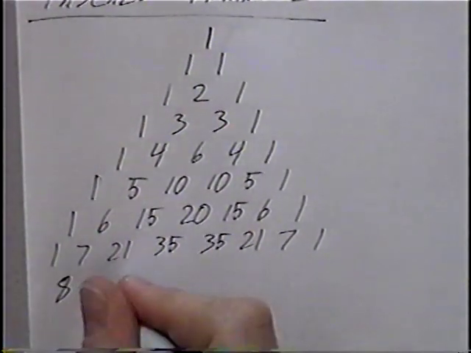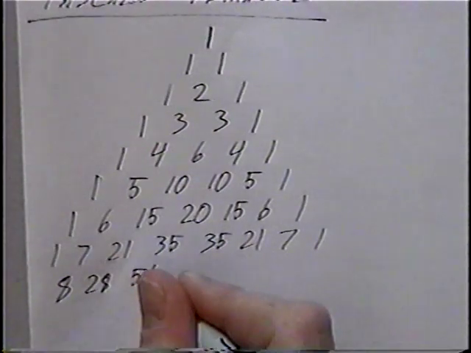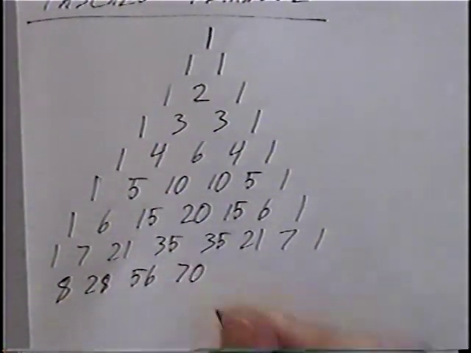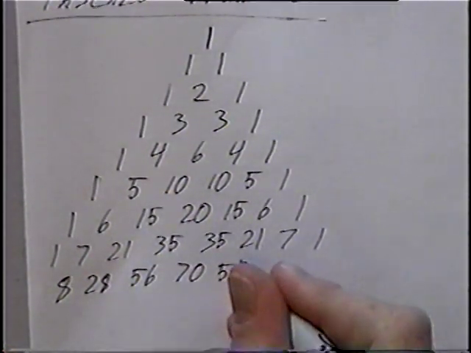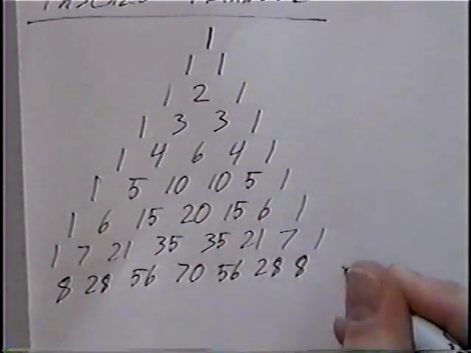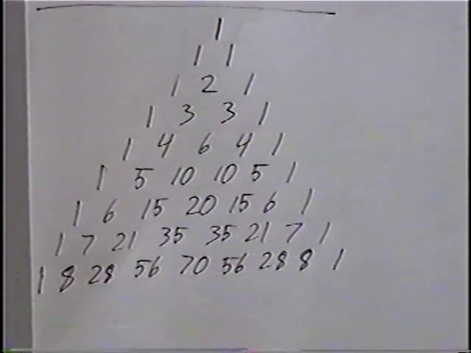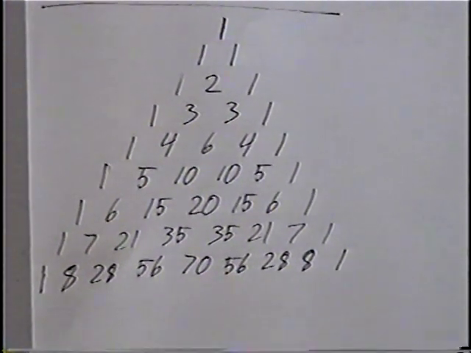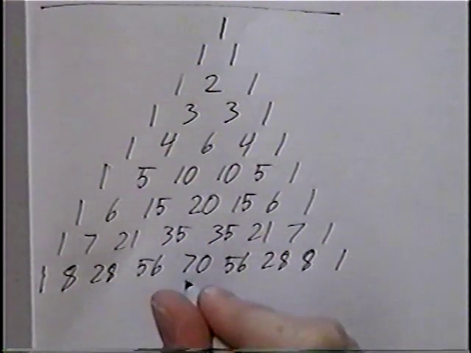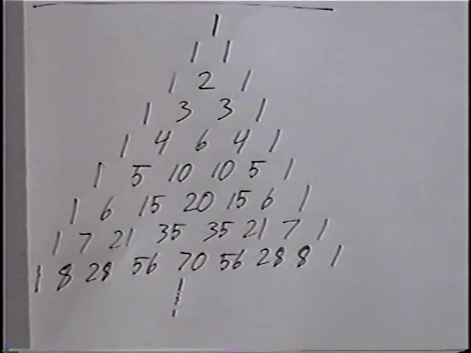That would be 8, 28, 56, 70, 56, 28, and 8, with 2 1s on each side. This would be Pascal's triangle for 9 rows. You could continue on the triangle. I'll put dot dot dot because you can do as many rows as you need to solve different problems.